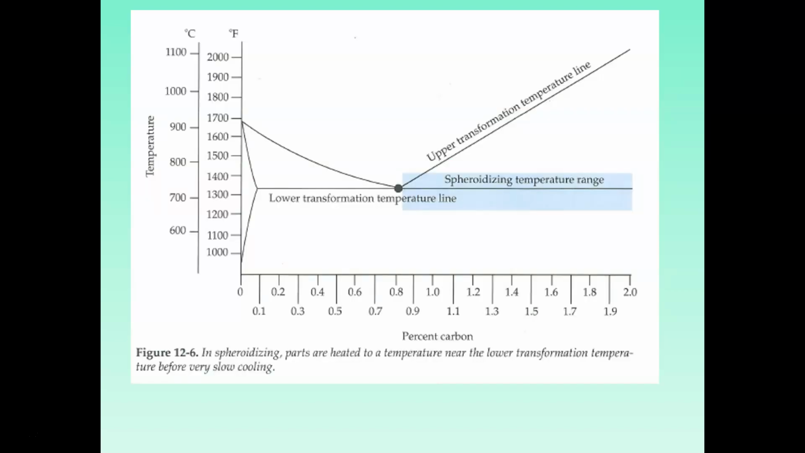And over to figure 12.6. In spheroidizing, parts are heated to a temperature near the lower transformation temperature before very slow cooling. And you can see where that spheroidizing temperature range lies.